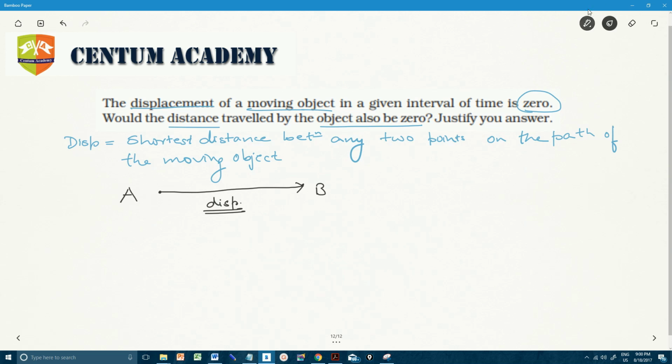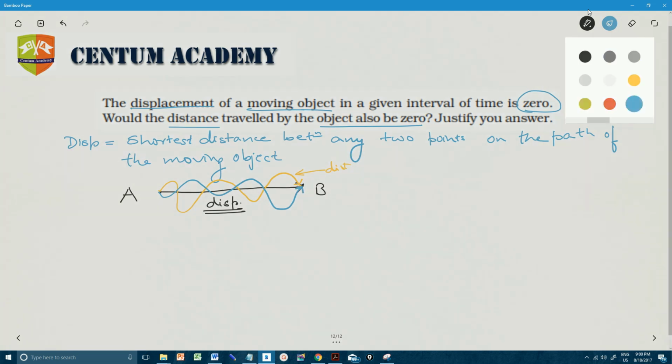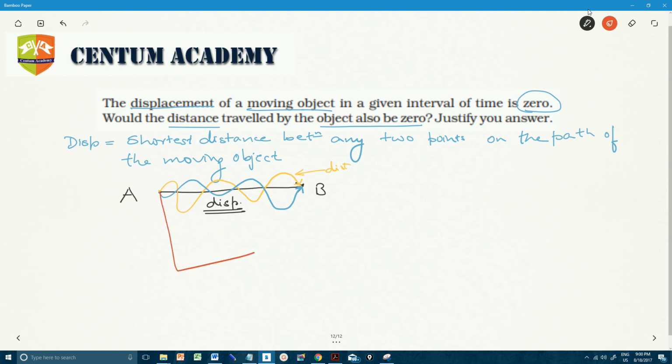Now distance is the actual path length. So this is distance. So let's say the body moved like that. This length is distance. Okay. Now distance could be multiple, right? Between these two points there could be an infinite number of paths. But in all the cases the shortest distance is always AB, the line segment joining A and B.